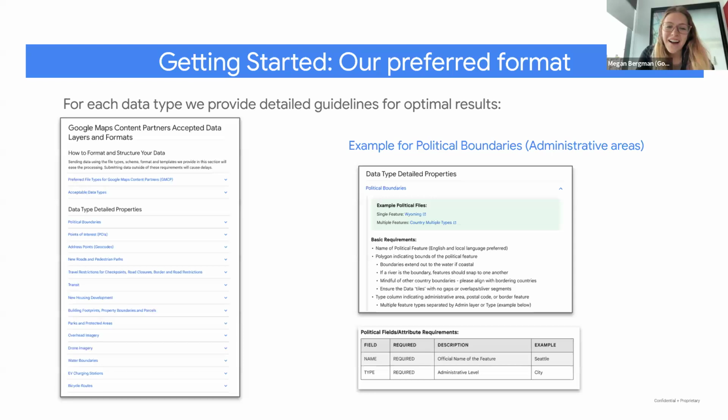So in here, for the political files, there are example files too. If you don't know where to start and you're just getting started with your data set, you can download the files that are in there and use that as a template to start building out your data set. However you see fit, we're happy to help work with you to get your data into the format so that we can import it into Google Maps. Next slide, please.